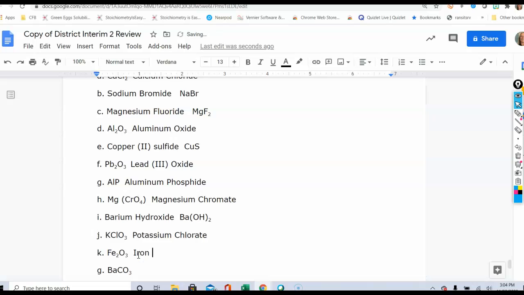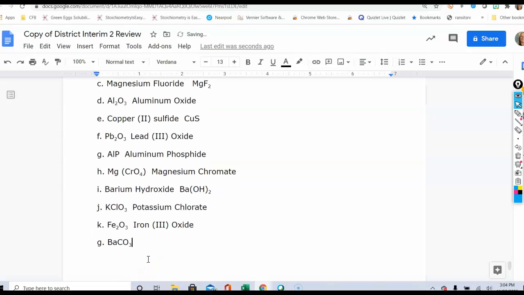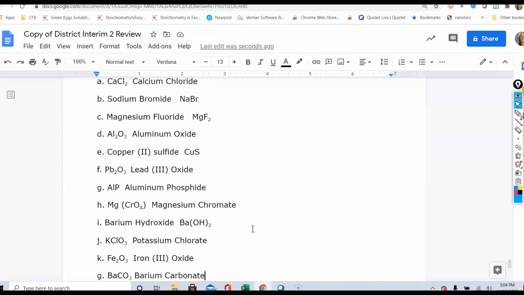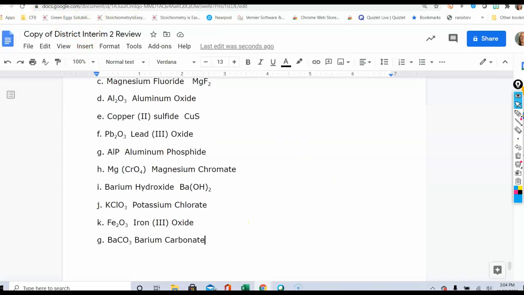The next one is iron(III) oxide, and iron is one of our Roman numerals being used because it is one of our transition metals. And my last one that we are going to do is going to be barium, which is not a transition metal, so no Roman numeral, and then that is a polyatomic, so this is a carbonate by looking it up on the periodic table. All right, and I believe, in fact, we have come to the end of our review.